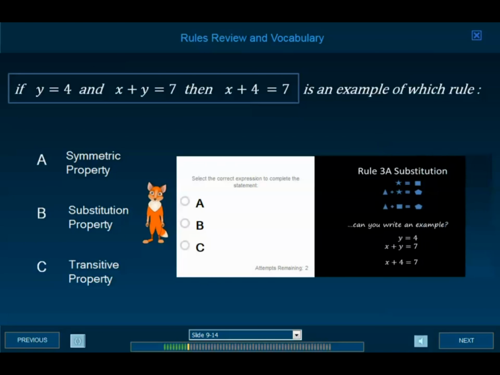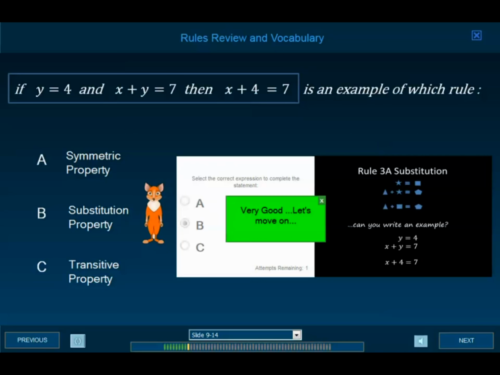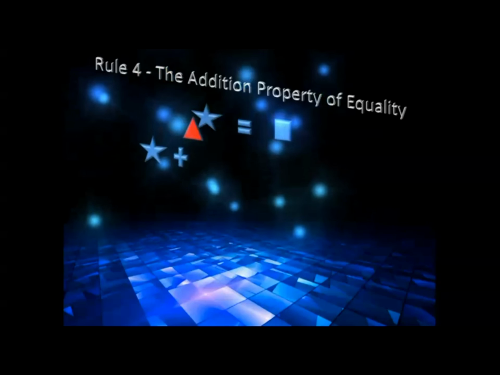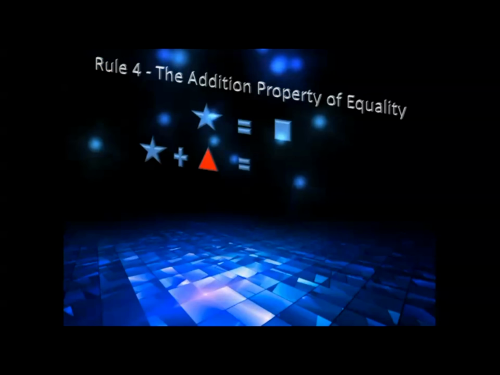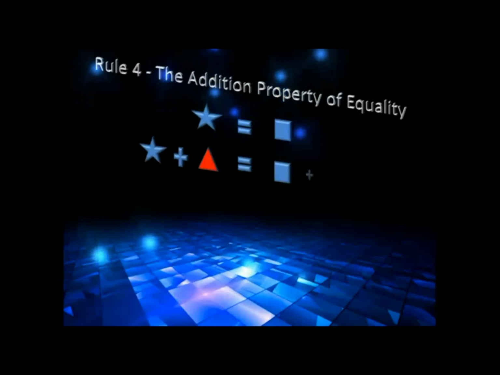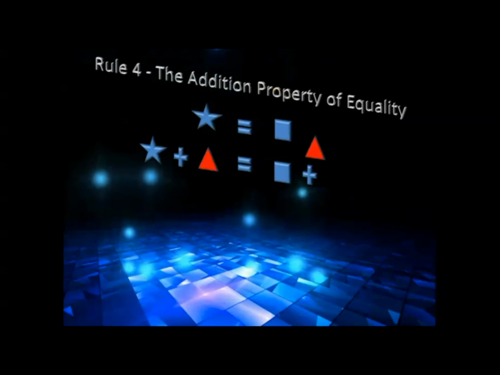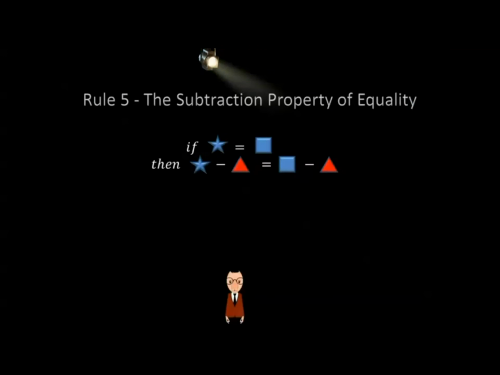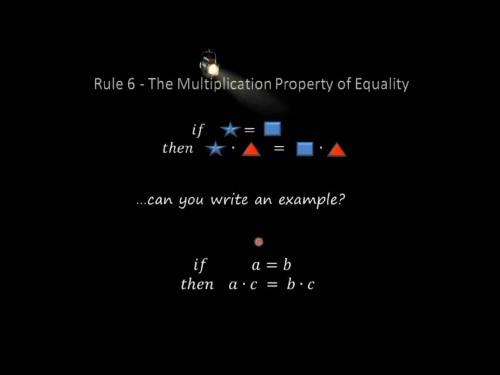Is an example of which of the following rules? Nicely done. If you add an expression to the left-hand side of the equation, then you must add the same expression to the right-hand side of the equation. Can you write an example? If A is equal to B, then A times C is equal to B times C.